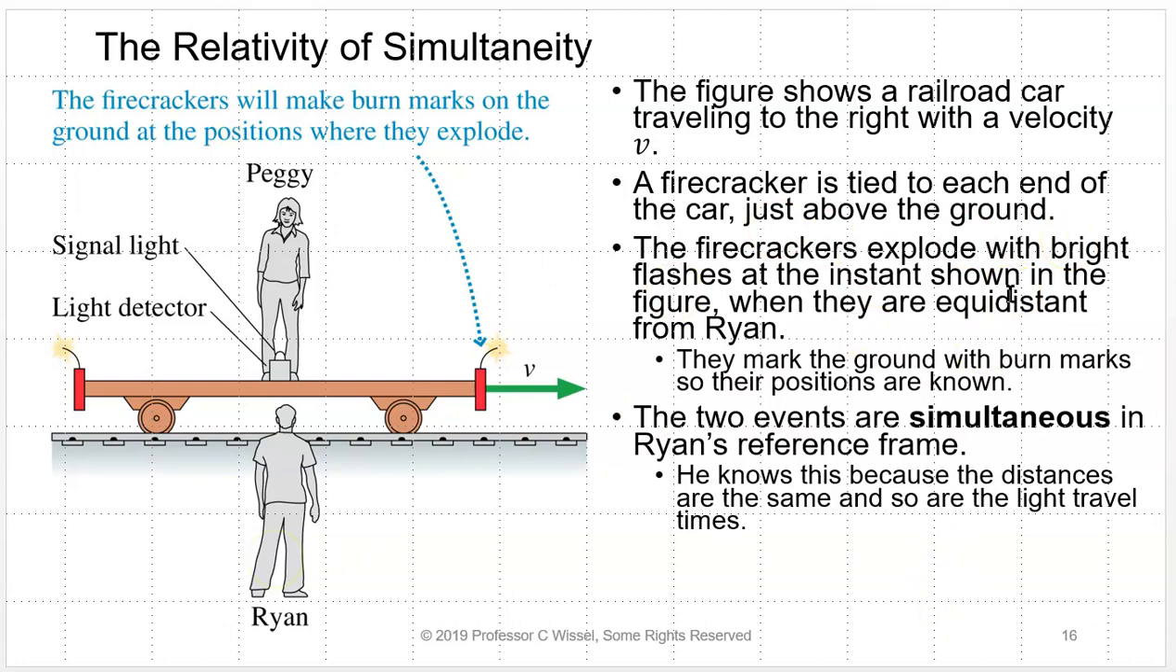The firecrackers explode with bright flashes at the instant shown in the figure when they're equidistant from Ryan. They mark the ground with burn marks, so Ryan knows exactly where their positions are. Because this distance is the same as that distance, and Ryan sees them exactly at the same time, the 2 events are simultaneous in Ryan's reference frame, because he can determine that the light travel times are the same. He saw them at the same time, so T prime right is going to be the same as T prime left. So he will say that these events are simultaneous.